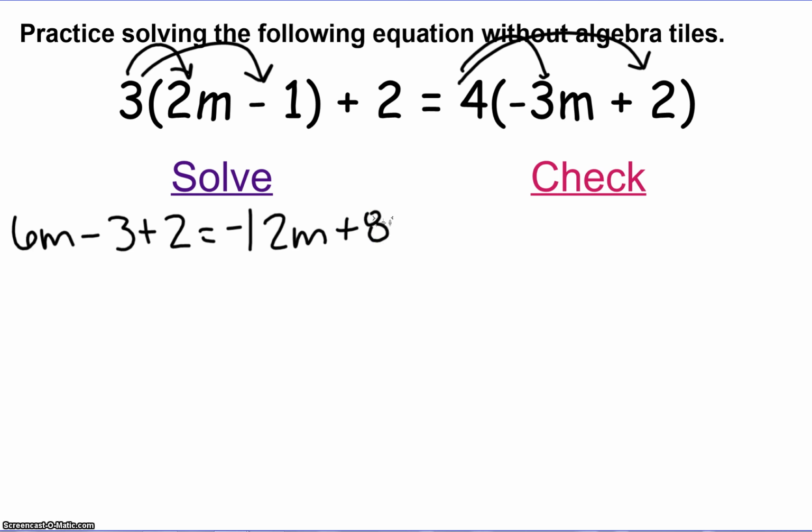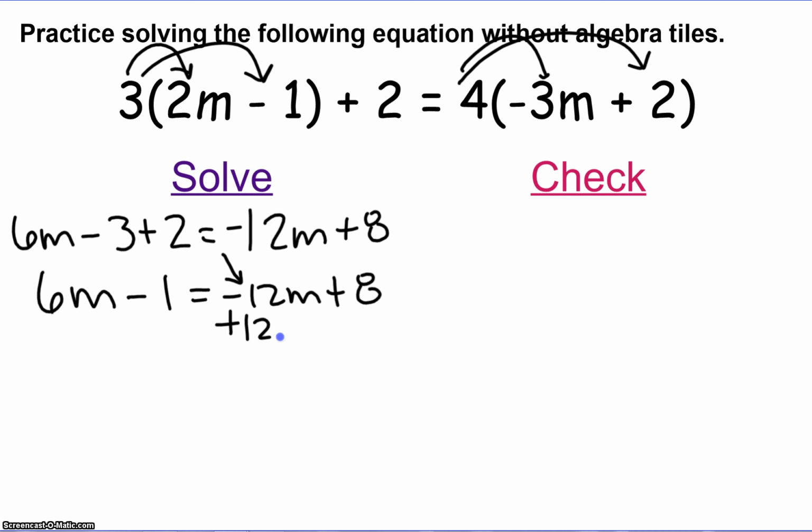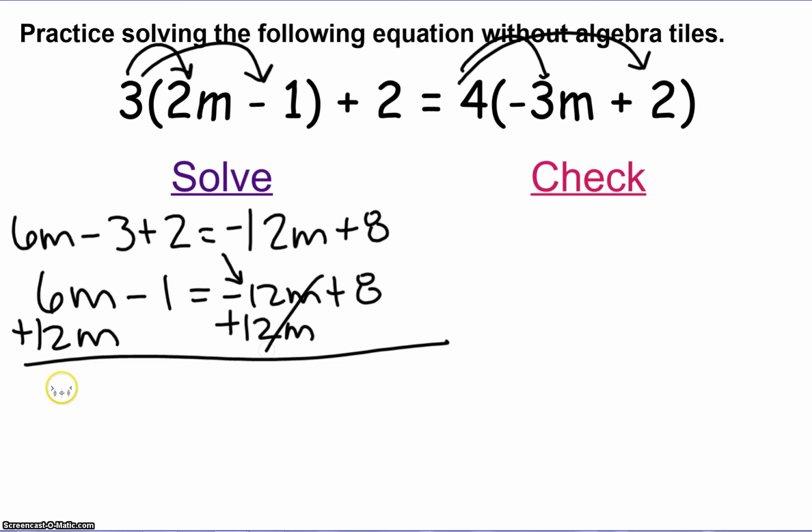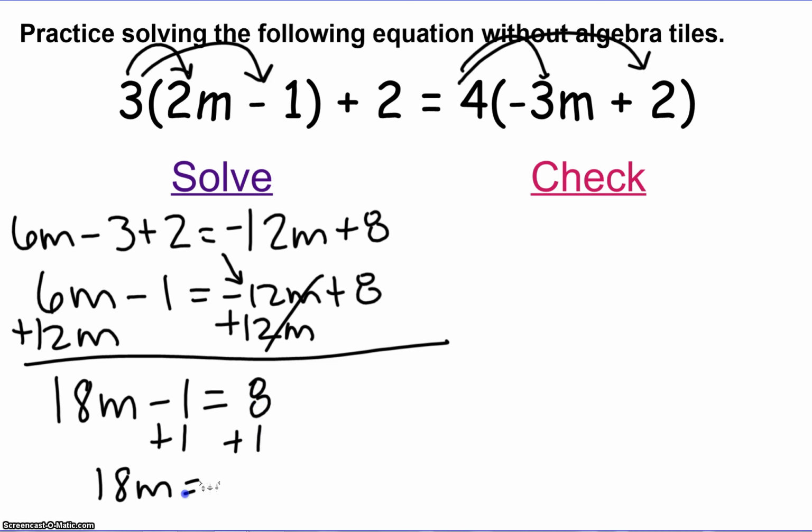And now it looks like something we can solve, but before we can do it, we need to make sure that we are combining like terms. Now, which variable do I want to move? Do I want to move the negative 12 or the 6? I want to move the negative 12, so it'll be positive. Those cancel, so you're left with 18m minus 1 equals 8. Plus 1, 18m equals 9.